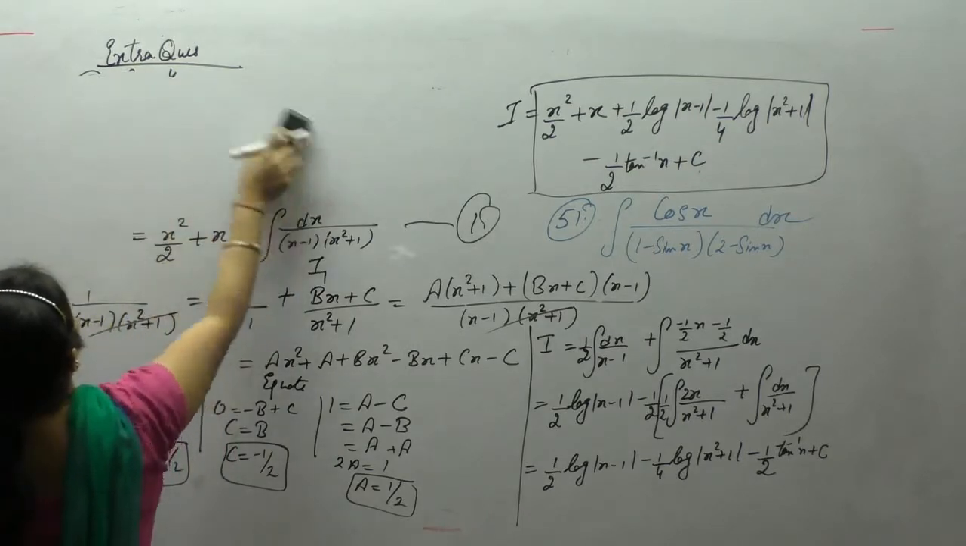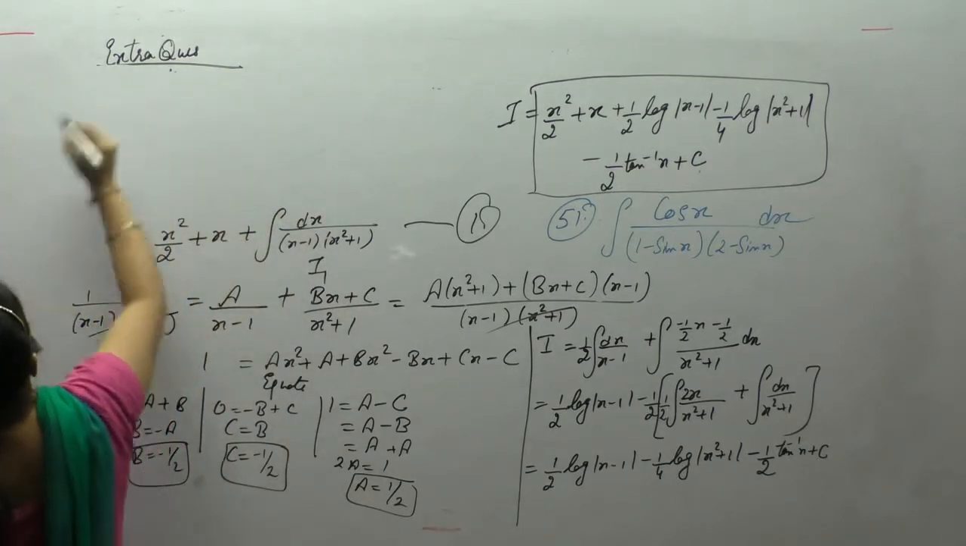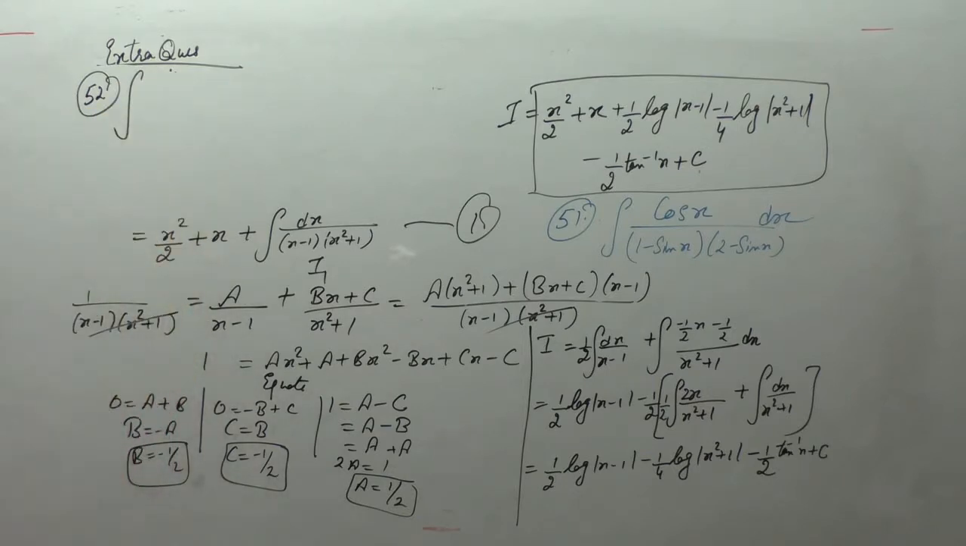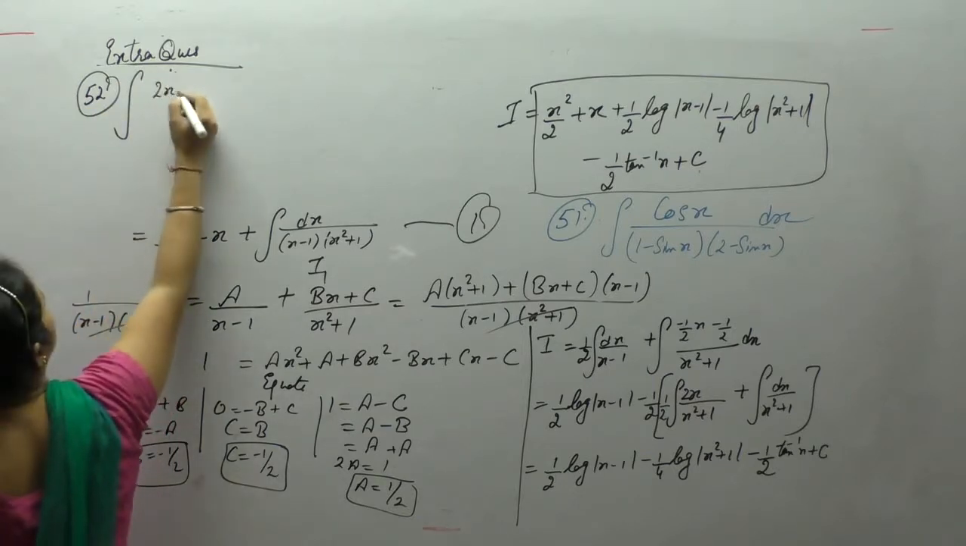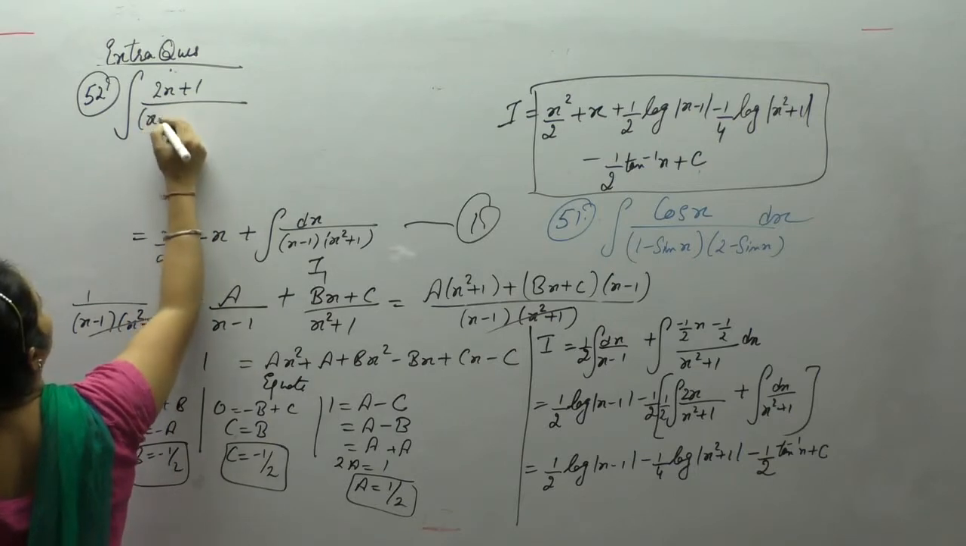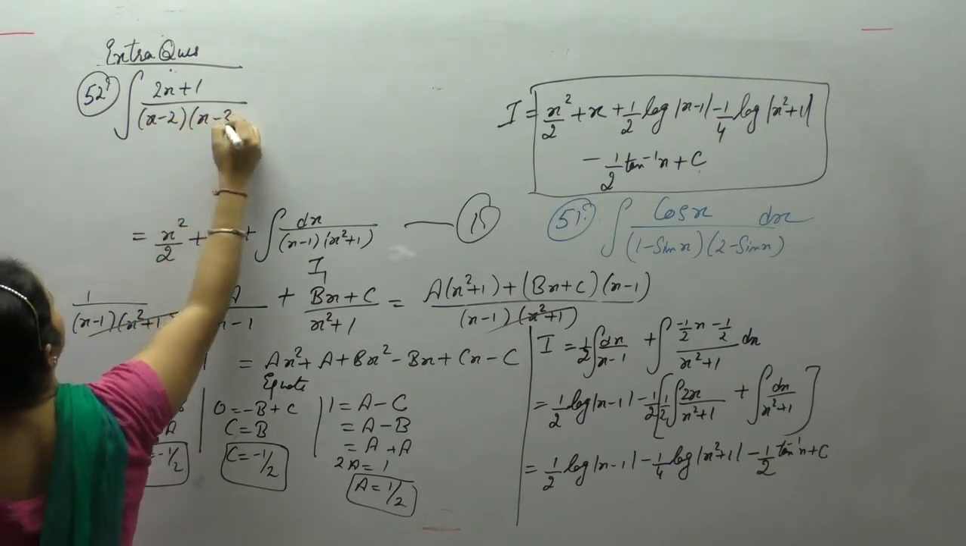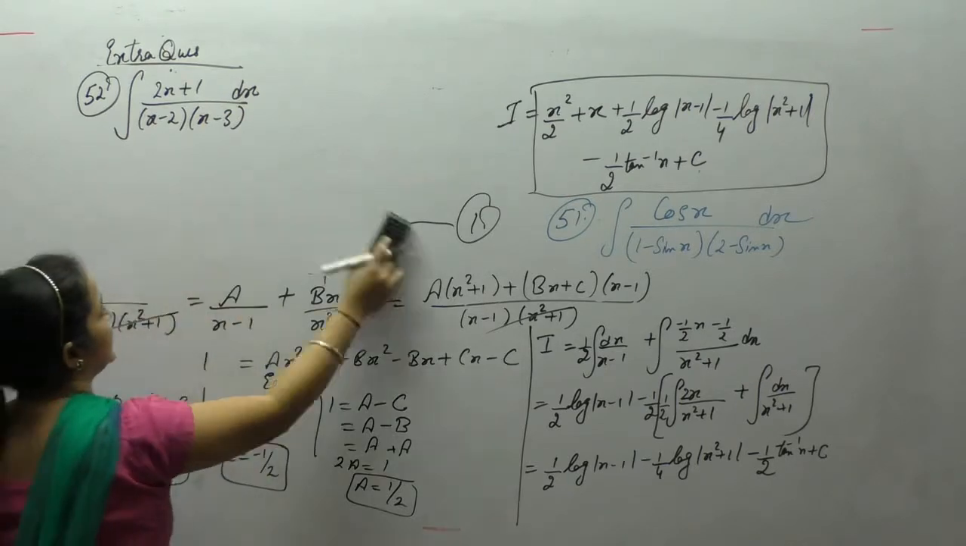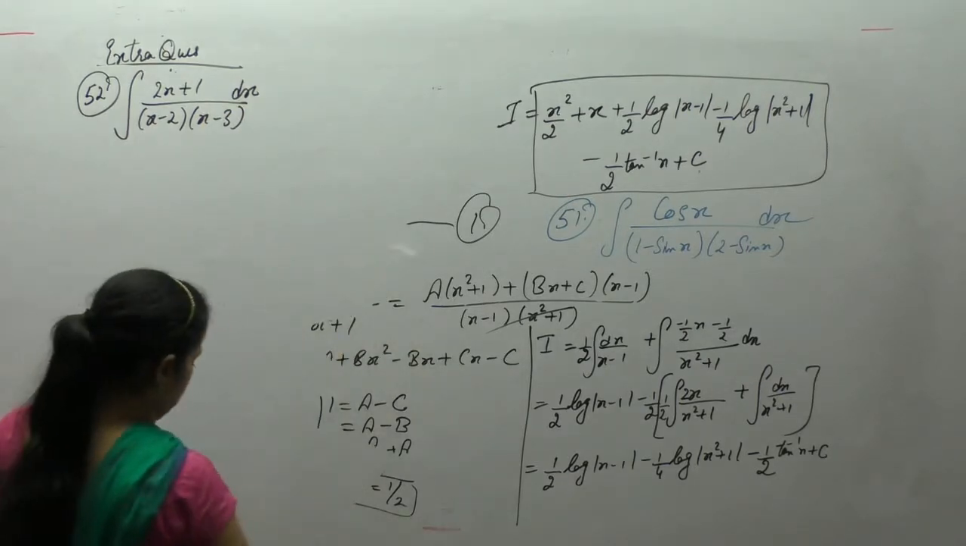Now the next one is integral of 2x plus 1 upon x minus 2, x minus 3. Both the factors in the denominator are linear factors.